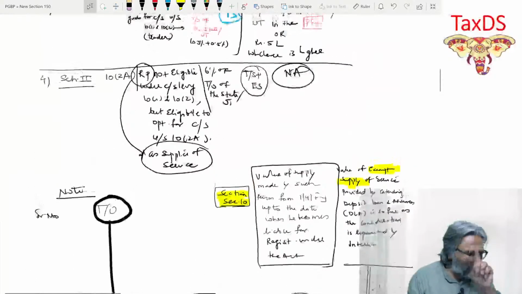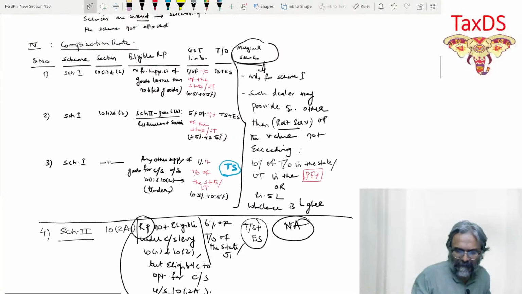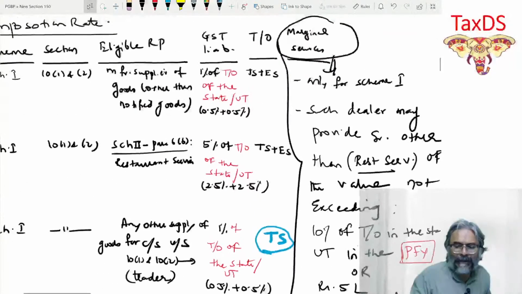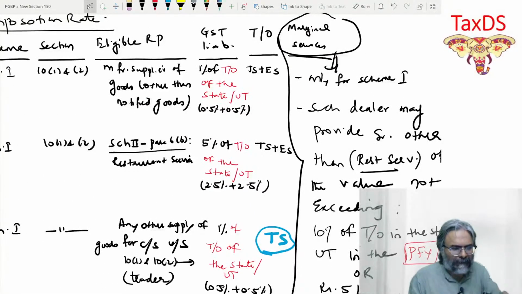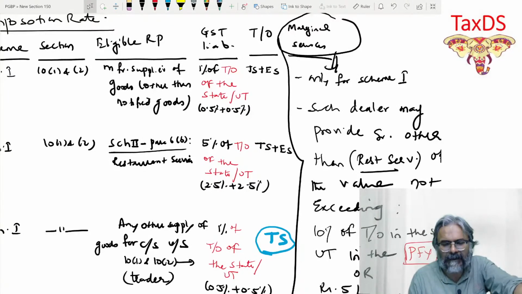Now one last point, students, which I have discussed with all of you, I just want to recall. When you have to calculate the GST liability under the composition scheme, the rate would be applied on the turnover of the state. The turnover of the state.